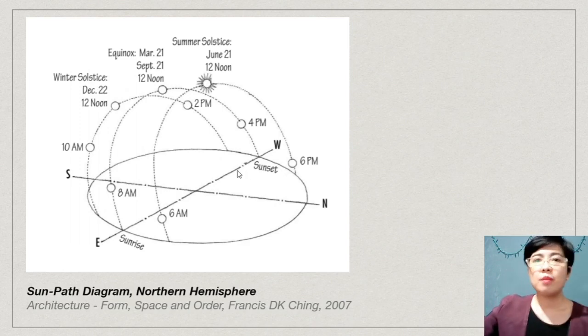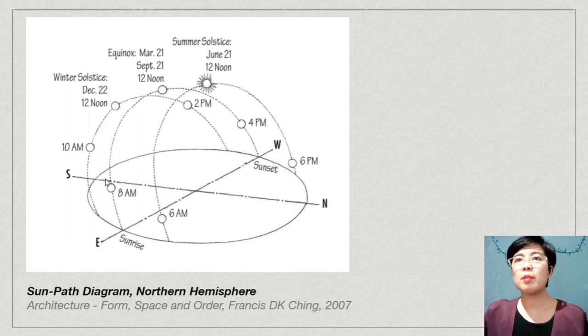So nabanggit ko na before na hindi nagbabago yung direksyon ng araw. It's only because of the rotation of the earth and how it revolves around the sun. Kaya nagkakaroon ng gantong variations during winter solstice, the equinox, and the summer solstice.